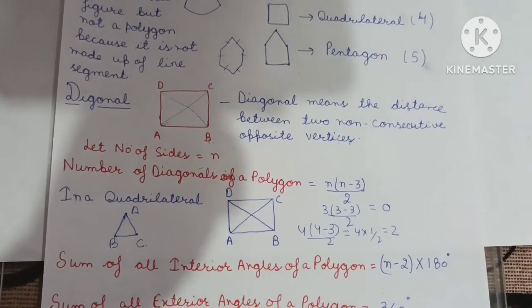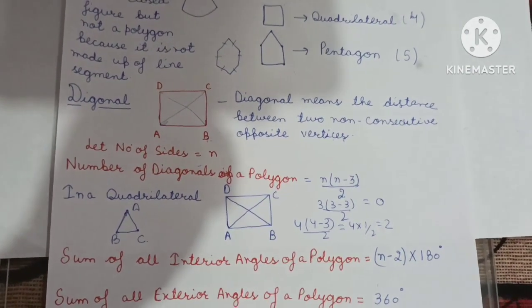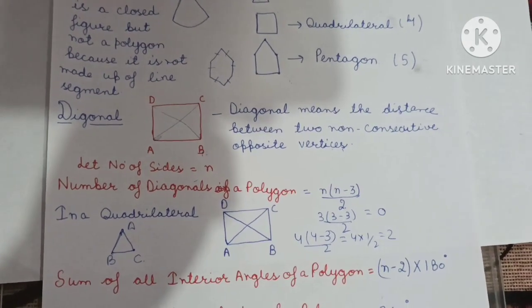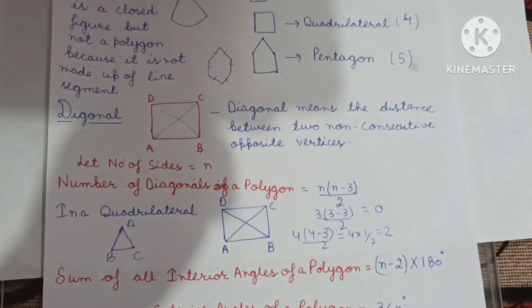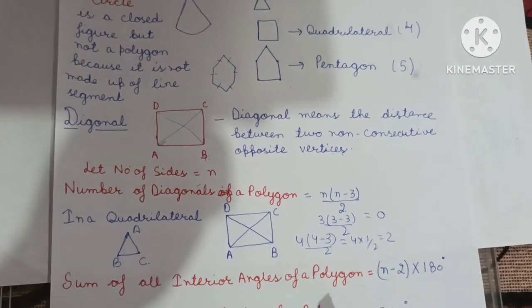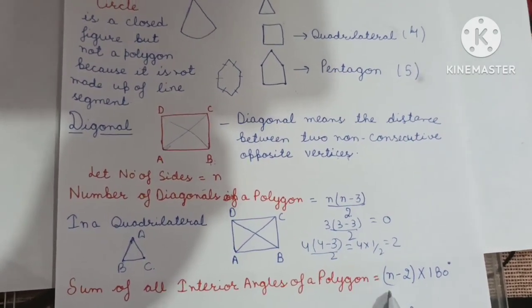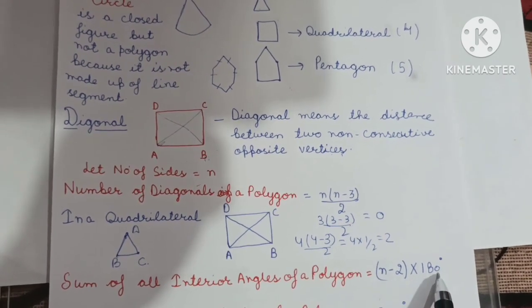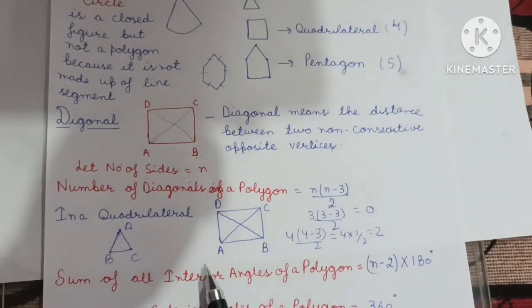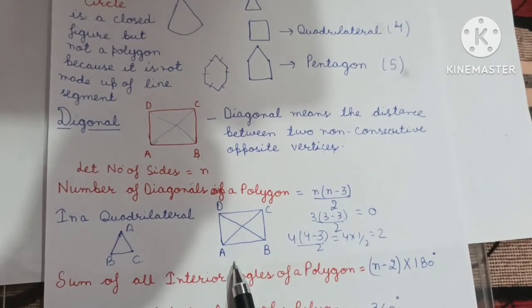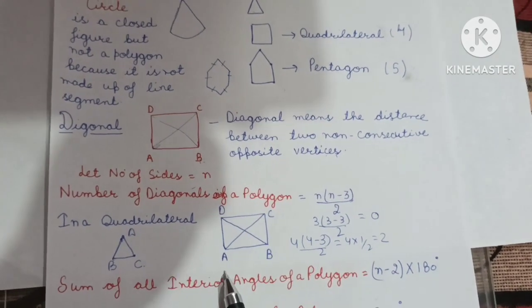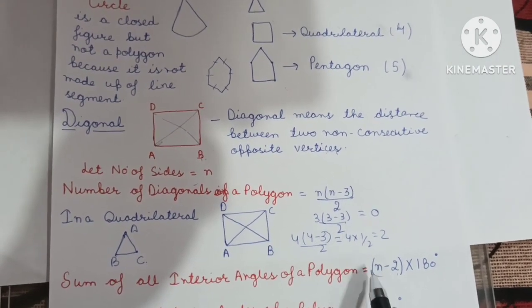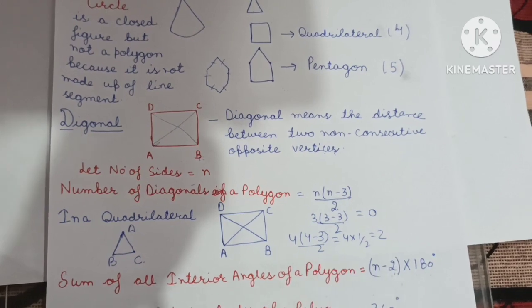After that, the next formula is the sum of all the interior angles of a polygon. As you all know, the sum of all the angles of a triangle is 180. So you can justify it by using this formula. Number of sides 3, 3 minus 2 is 1, 1 into 180 is 180. If you take 4 sides, the sum of all the angles of a quadrilateral is 360. You can solve it by using this formula: 4 minus 2, that is 2, into 180, that is 360.